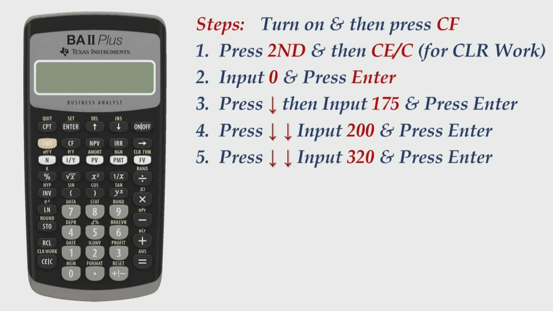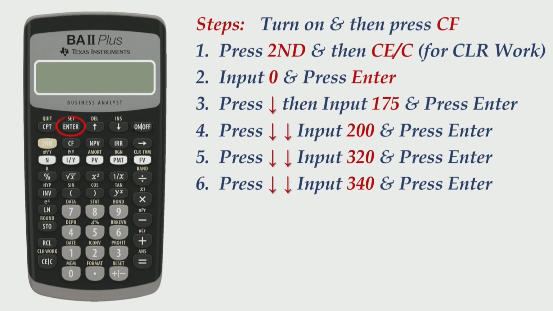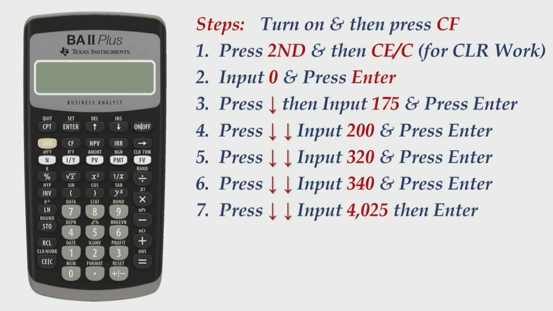Again press the downward arrow key twice, 1 and 2, input 320 and then press enter. Once again press the downward arrow key twice, 1 and 2, then input 340 and press enter. Then again press downward arrow key twice, 1 and 2, then input 4025.